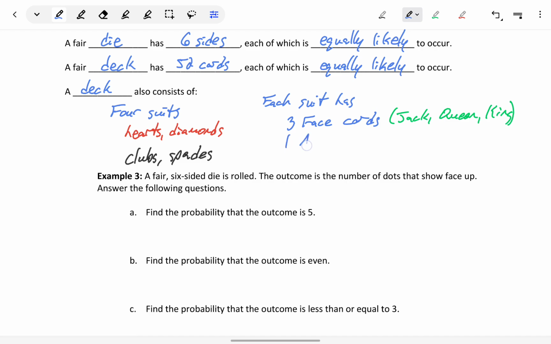Each suit has 1 ace, which, depending on the game you're playing, may be counted as a number card, face card, or its own value. But in terms of probability questions, we just treat aces separately. And then there are the number cards, which are 2 through 10. Altogether, that makes 13 cards per suit, which again brings us to that 52 cards total.